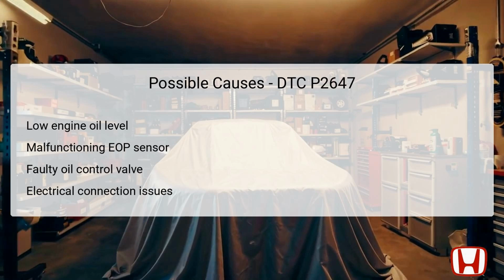Lastly, electrical connection issues, such as loose terminals or corroded wires, can disrupt proper communication between components like the EOP sensor, rocker arm oil control valve, and the ECM. Identifying and addressing these causes is fundamentally necessary for rectifying DTC P2647 and ensuring optimal engine performance.